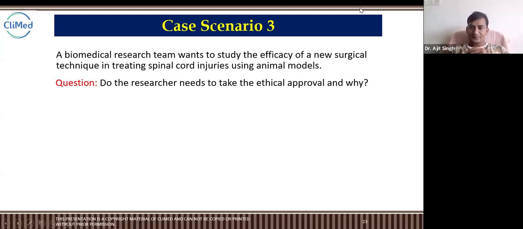Answers. Let me see the answers. Yes, because they need ethical approval from the Animal Ethics Committee. Yes, ethical clearance required from the Animal Board. Animal model, though, we need animals. Okay, Animal Ethics Committee. Okay, fantastic. So let's see the answer.